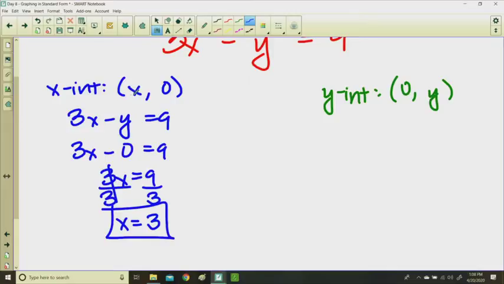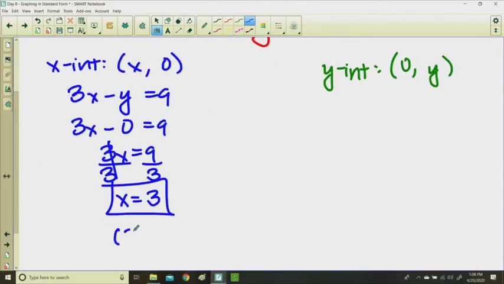Remember, it is a coordinate, right? It's not just the number, it's a coordinate. So my x-intercept is going to be, I don't know where to put it, I'll put it right here. It's going to be (3, 0). Remember, it's a coordinate.